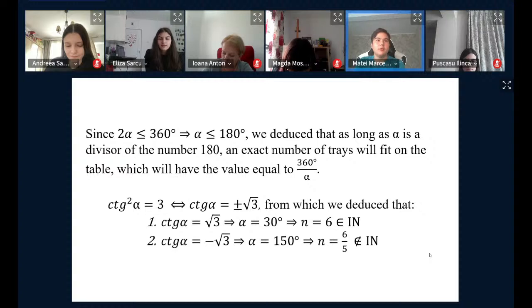Cotangent squared of alpha equals 3. That means cotangent of alpha equals plus or minus radical of 3. If cotangent of alpha equals radical of 3, that means alpha equals 30 degrees and n equals 6, which is a natural number. If cotangent alpha equals minus radical of 3, that means alpha equals 150 degrees, and that means n equals 6/5, that isn't a natural number.